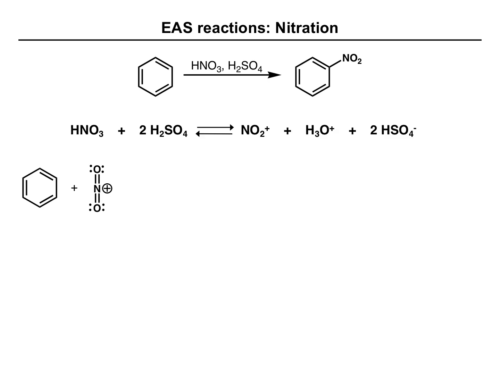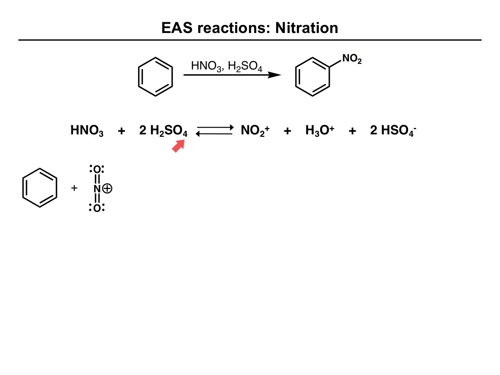In this video, we're going to take a look at a few examples of electrophilic aromatic substitution reactions, beginning with nitration. Now, if we take benzene and we react it with a mixture of nitric acid and sulfuric acid, this leads to electrophilic aromatic substitution, where a hydrogen is replaced by a nitro group.